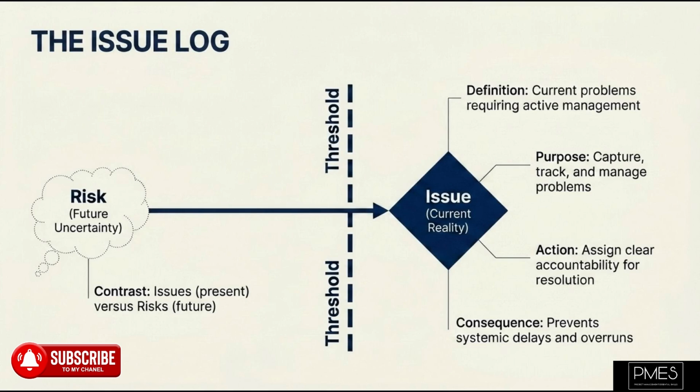An issue is a problem or conflict that has already occurred or is certain to occur, requiring active management to resolve. Unlike risks, which are uncertain future events, issues are current realities that demand immediate attention. For example, if a critical software component fails to arrive, that is an issue, not a risk. The primary purpose of the issue log is to capture, track, and manage all identified project issues from their discovery through to their resolution. This systematic approach ensures that no problem is overlooked and that accountability for resolution is clearly assigned. Without an issue log, problems can easily fall through the cracks, leading to project delays and cost overruns.